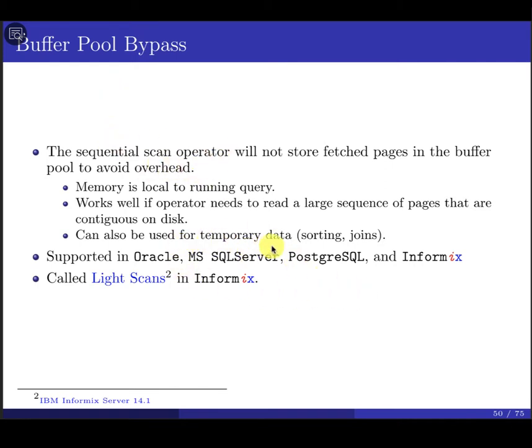This one can also be used for temporary data. If you try to sort the data for a specific relation for a specific query, you don't need to do this in the buffer pool. Do this in private memory. Fetch everything because you're going to access it, perform sorting, then delete whatever access from this relation. If that one is used by other queries, then it makes sense to put it in the buffer pool.